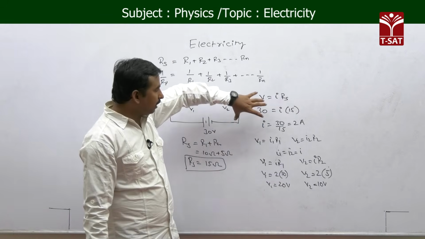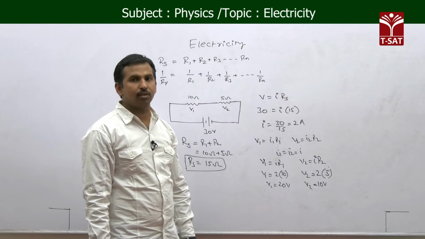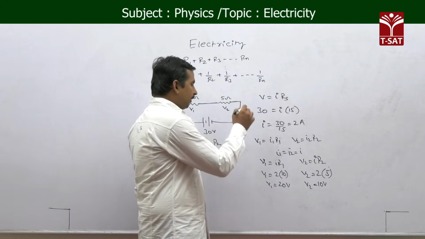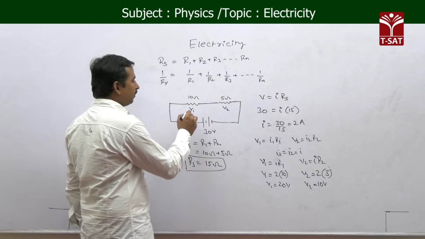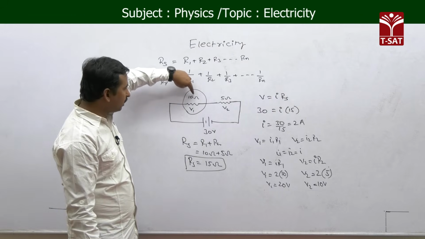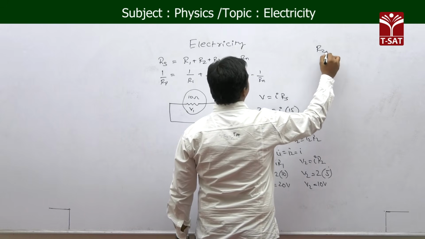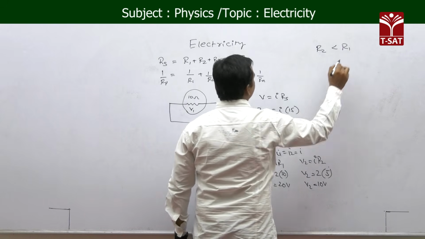So mainly what we have to understand from this is the relation of the potential difference to the resistance. See here, whenever you have the voltage V1 for the resistance of 10 ohms, when compared to the 5 ohms, 10 ohms is more, meaning the resistance offered in the second case is less when compared to the first case.